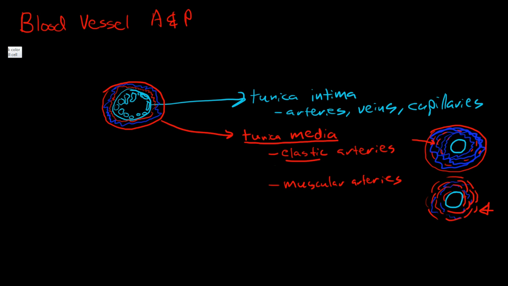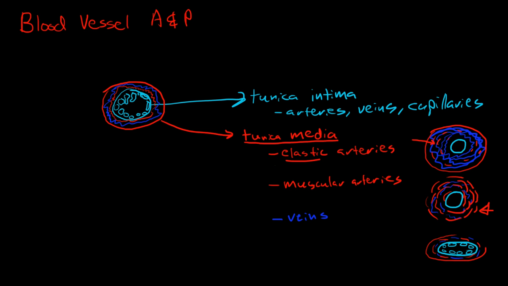And then we have veins, and veins have the same tunica intima with the endothelial cells on the inside, and then it has a very thin layer that has some elastin and some smooth muscle fibers.